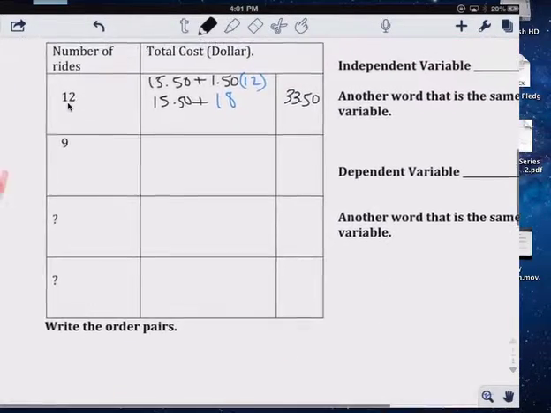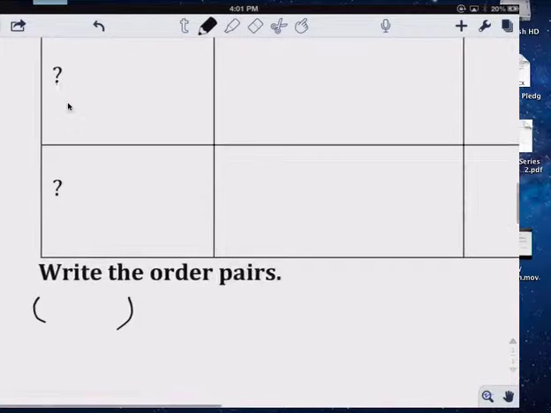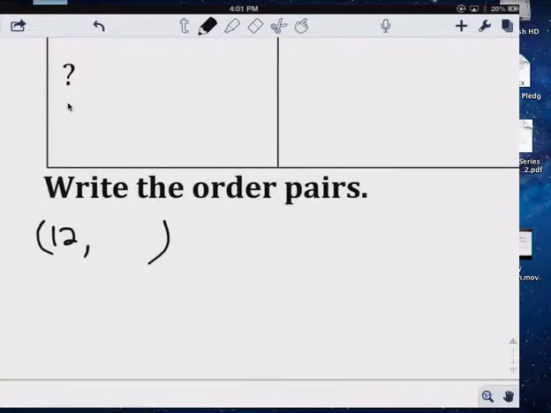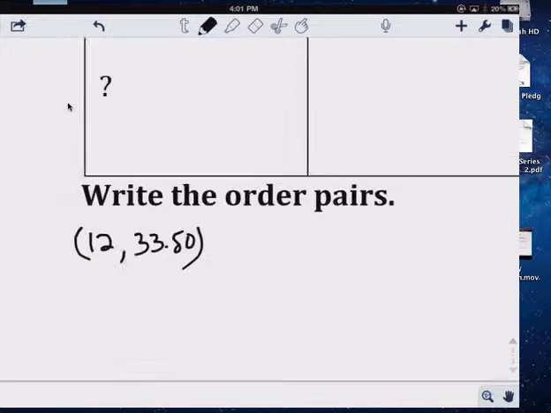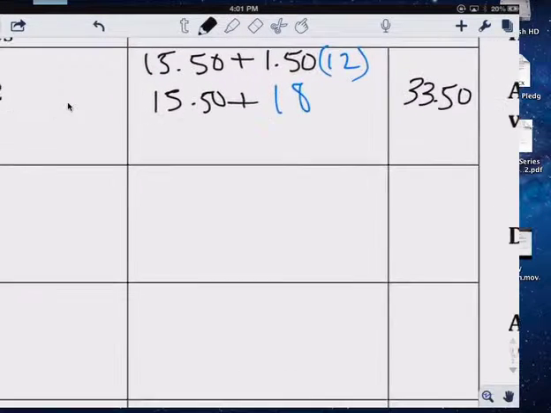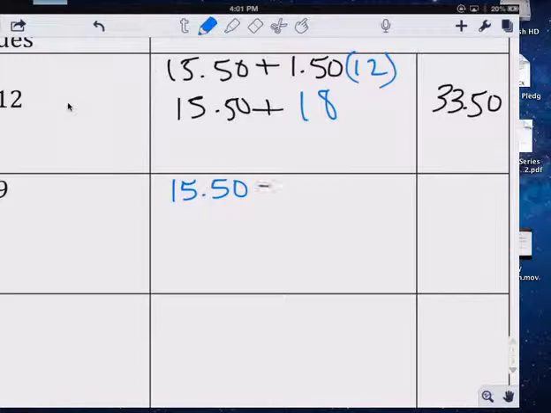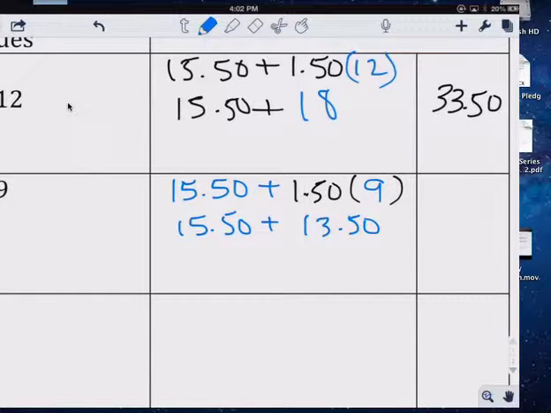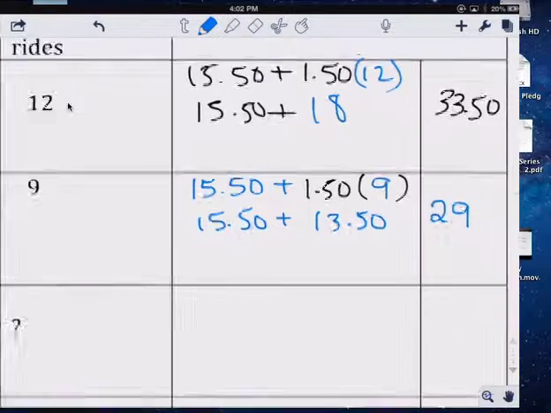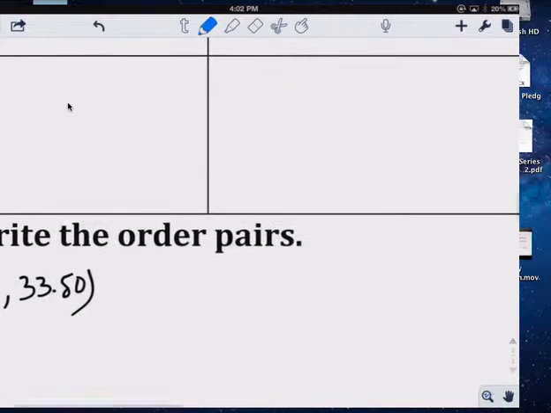So your ordered pair down here is 12. You went on 12 rides, and the total cost is $33.50 for that day going to the fair. Okay? And then do again for 9 rides. If someone went on 9 rides, how much did they end up paying? Let's see, $15.50 to get into the park, plus each ride is $1.50 times the 9 rides they went on. So 1.5 times 9 is $13.50 for all the rides, but you had to pay $15.50 to get in, so that gets you $29 total to spend at the fair that day. So for 9 rides, it cost you $29, the output of $29.